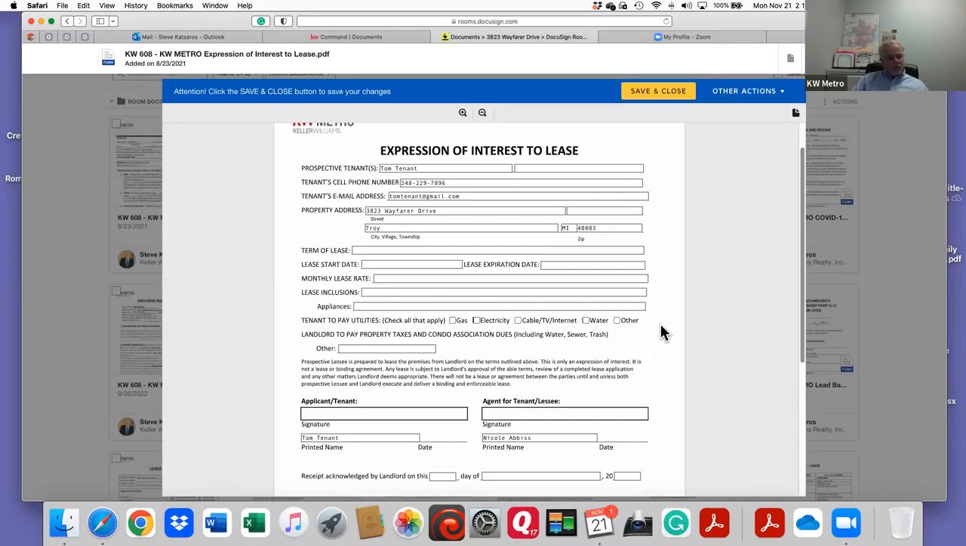Typically the tenant will pay these utilities, and the landlord will pay, if it's a condo, the condo dues, and typically the water, sewer, and the trash. So this outlines basically your offer without going through the in-depth lease application. Now the landlord takes this form, submits your name, email, and phone number into the database, and it will check out that tenant for $40.